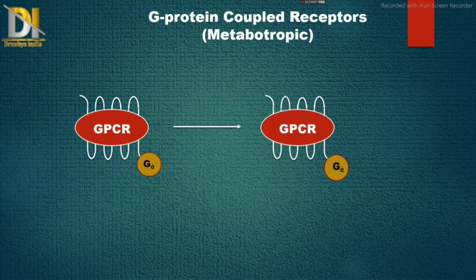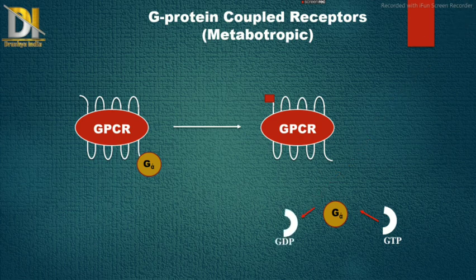But as soon as a drug molecule binds to the G protein receptor, this alpha subunit displaces from the beta gamma subunit like this, and GTP replaces GDP. Currently our G protein is in an active state. So this was about the general mechanism.